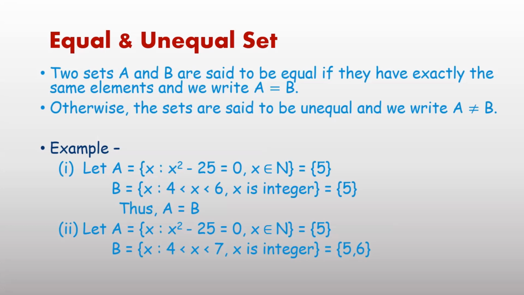Now second example, set A is given, only one element. In set B there are two elements, 5 and 6. Here you can say elements of A and B are not same, therefore A not equal to B.